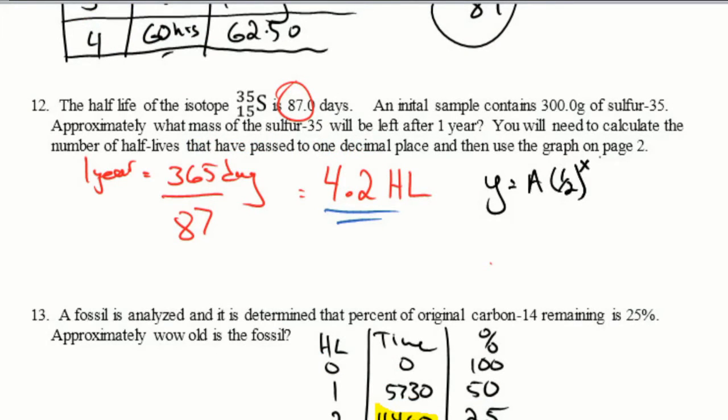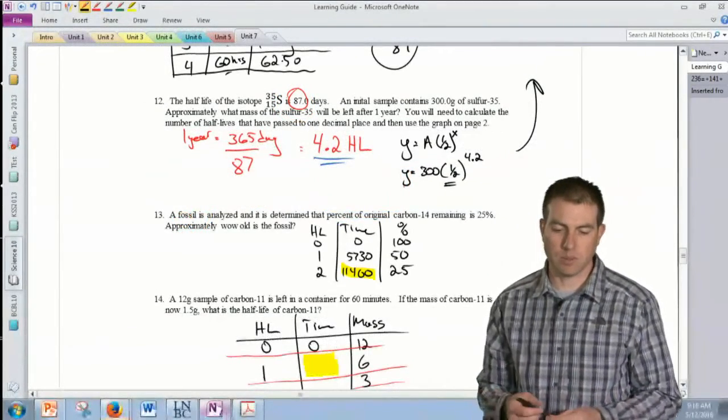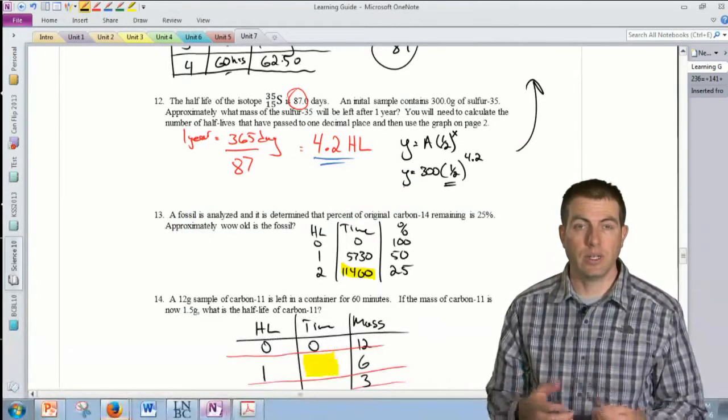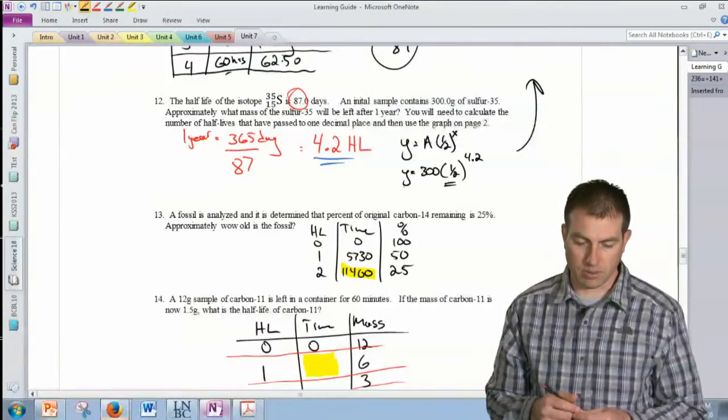Thinking, wow, that's kind of confusing. So y is the amount that's left. A is how much you started with. So we're starting with 300 grams. And then I have 1/2. And then x is the number of half-lives that we've gone through. And this will work for the question up above as well. So what we're really saying is, if I'm going to divide by half 4 times, or 4.2 times, and I'm starting with 300, then how much stuff am I going to have left over?